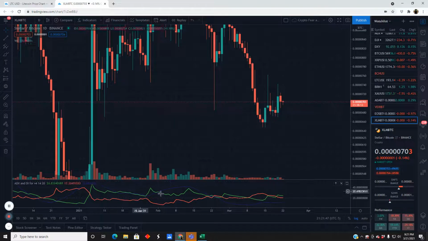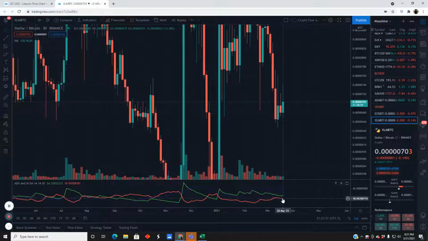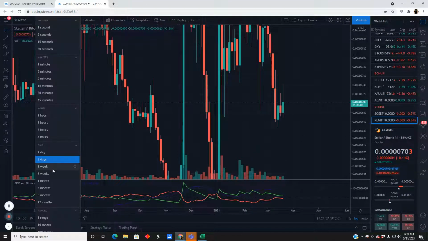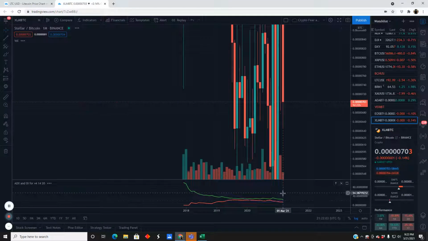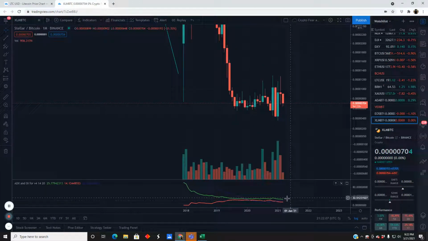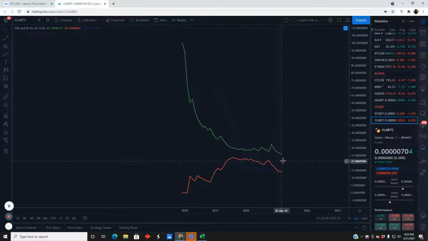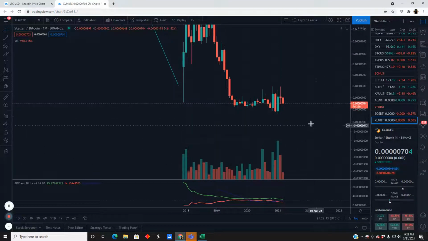I do want to look at the other indicators, but let's look at the ADX and DI real quick. So we still have this separation here. Bulls are still in control. Bulls are still in control here as well. And then monthly, there's not too much data on this chart, but yeah, bulls are still in control. Momentum is curving to the upside here, which is really bullish.